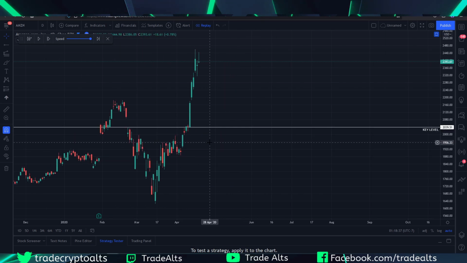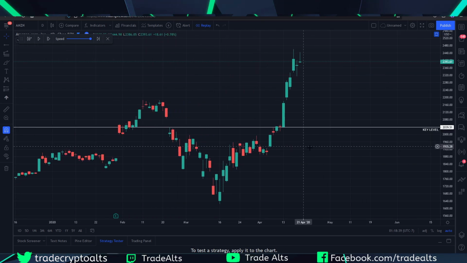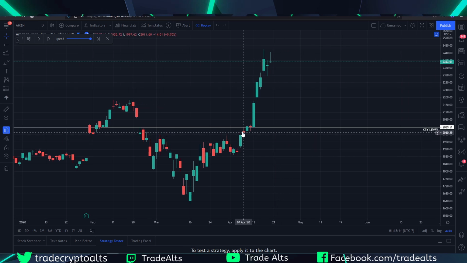If you zoom into this level just to see what happens, amazing. So you get your perfect test. I'm going to say that's a rejection, but you can see the wick here. You wick right back up to this key level. And then the next day you push above, close above this key level. Look at the next day.